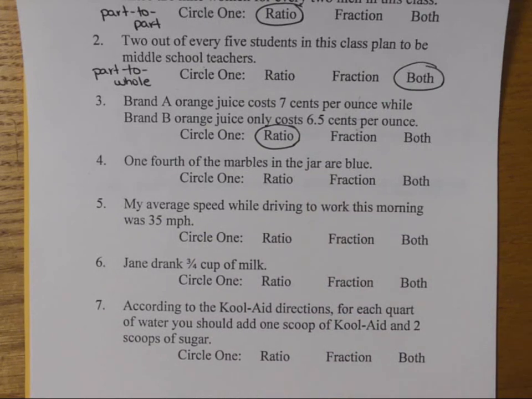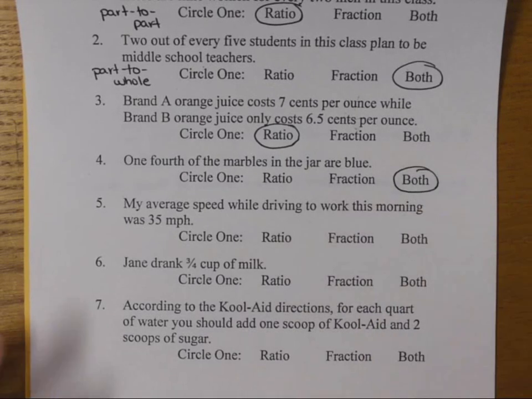Number 4: 1/4 of the marbles in the jar are blue. That is both. That is a part-to-whole. You're saying 1/4 are blue, or one of the parts is blue out of the 4 total parts. Number 5: my average speed while driving to work this morning was 35 miles per hour. You might see that written with a fraction bar, but that's really just a ratio. It's comparing distance to time, so not a part-to-whole comparison.